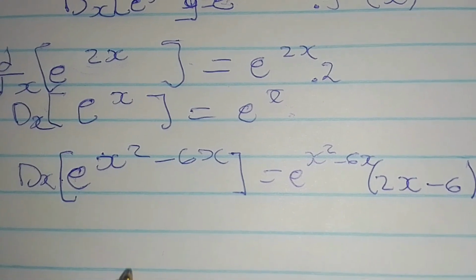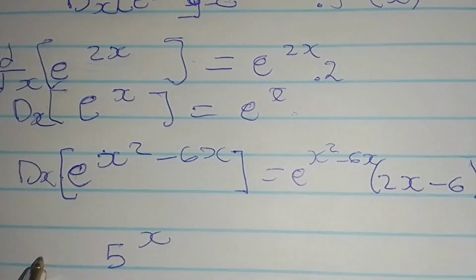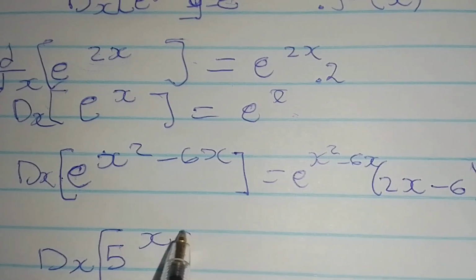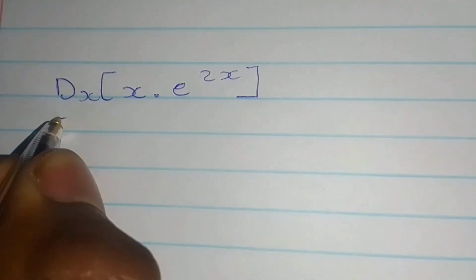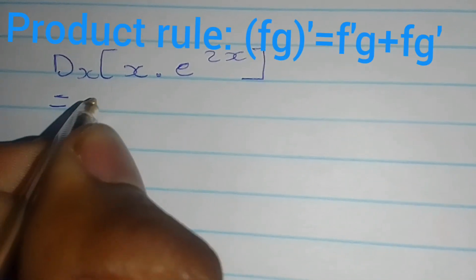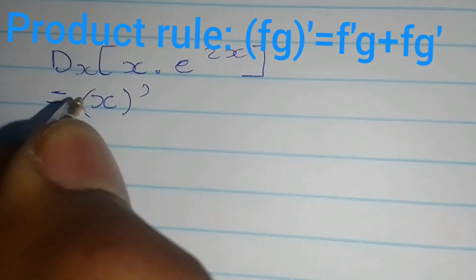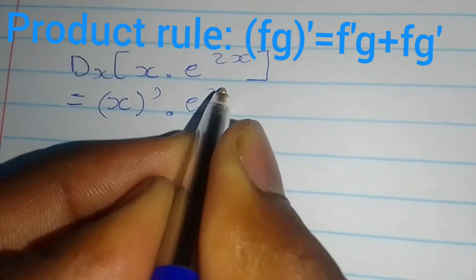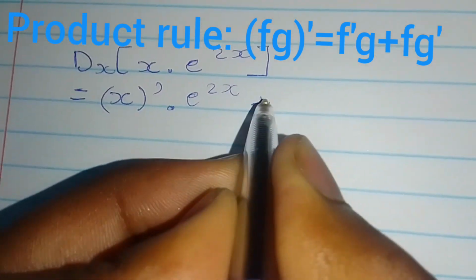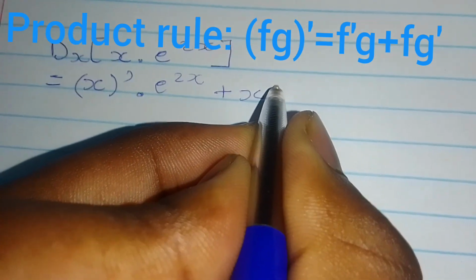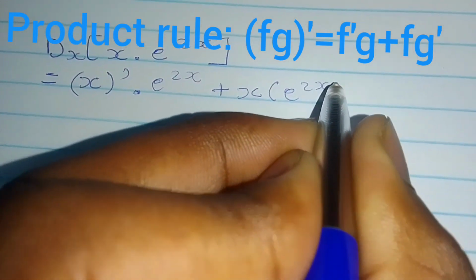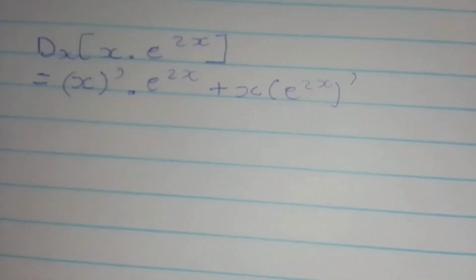But some problems you cannot have e. Say for example 5 to the power of f of x. Let's say you want to derive something like this. Other cases include d/dx of x multiplied by e to the power of 2x. From this you must apply the product rule. The product rule says that we differentiate x, then we multiply by e to the power of 2x, then we add x, then we multiply that by the derivative of e to the power of 2x. That just means prime, by the way.